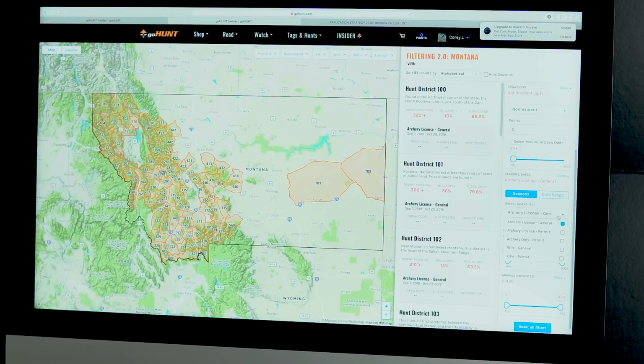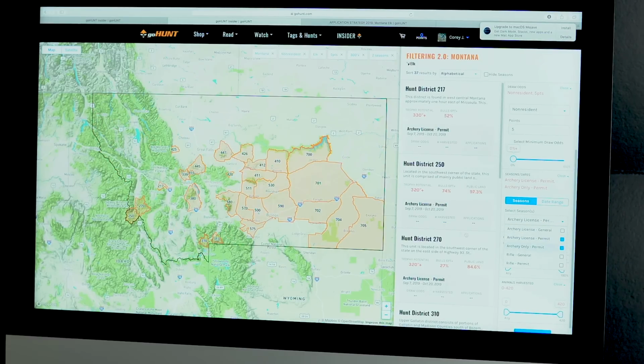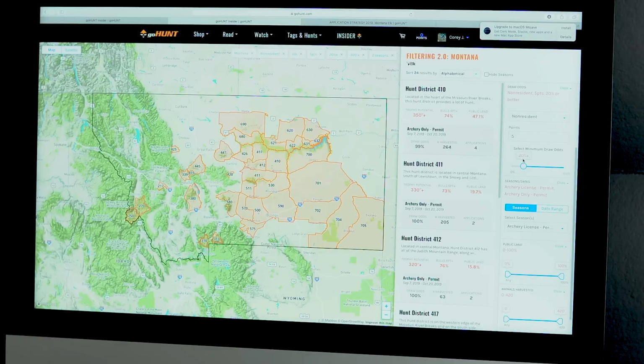It's mostly the western side of the state. As we change that to the limited permit licenses, archery only or archery license, you'll see a lot of them are central and eastern Montana. And if we change our draw odds here, so if I have 5 points and I want a 20% chance of drawing one of those hunts, it gets rid of everything on the west. So basically I'm looking at these central units.